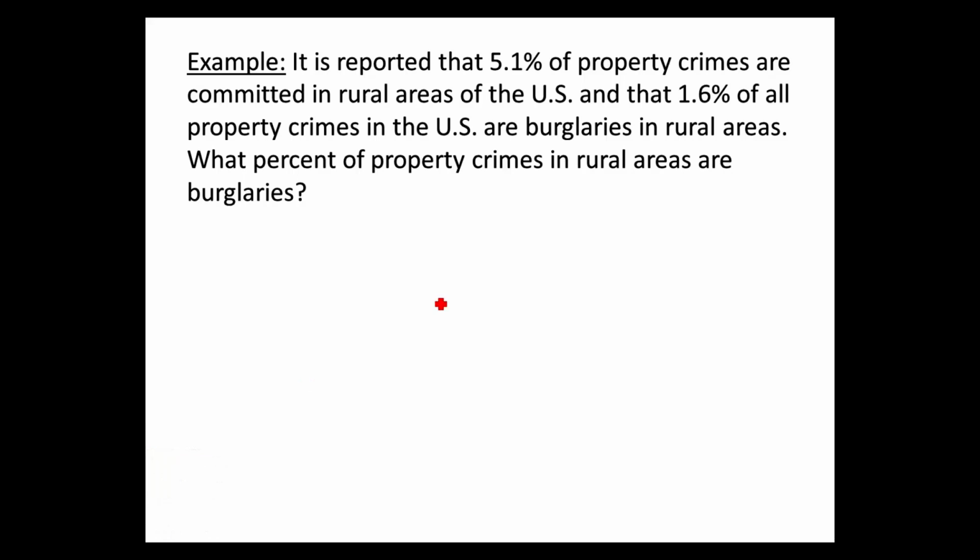So let's start out here with another example. 5.1% of property crimes are committed in rural areas of the U.S., and 1.6% of all property crimes are burglaries in rural areas. So what percent of property crimes in rural areas are burglaries? So, what do you think? How could we set this one up? What are the two variables we've got going on here?